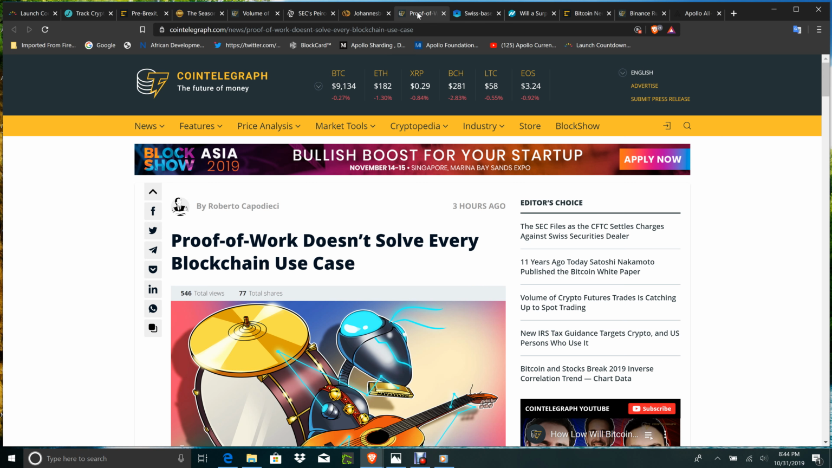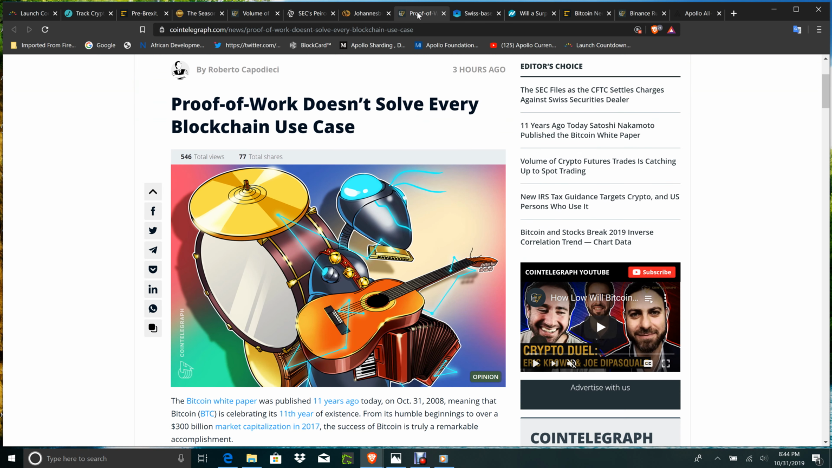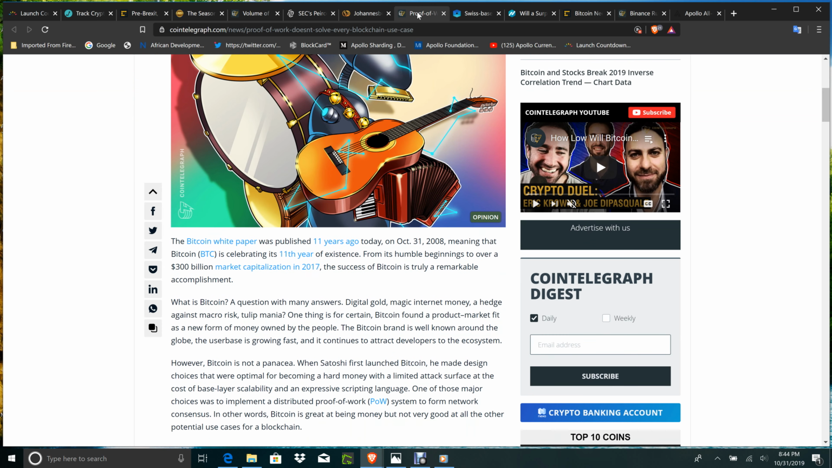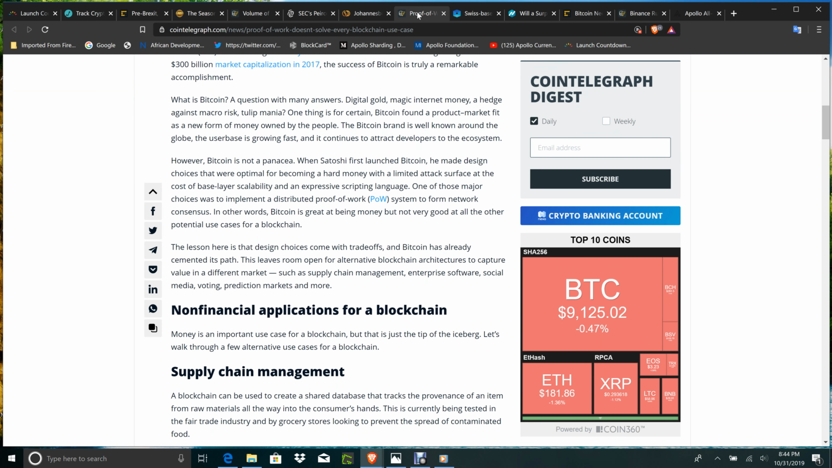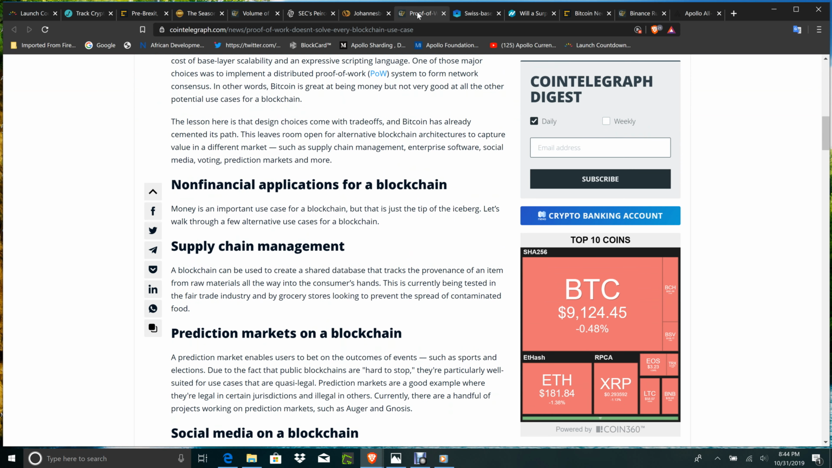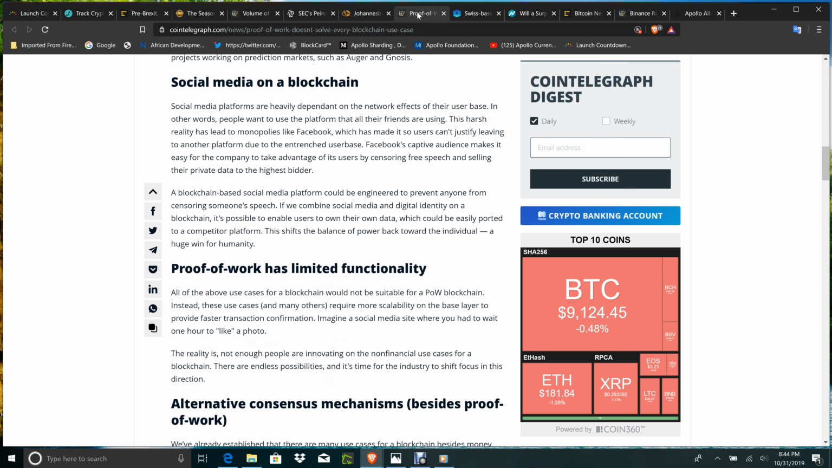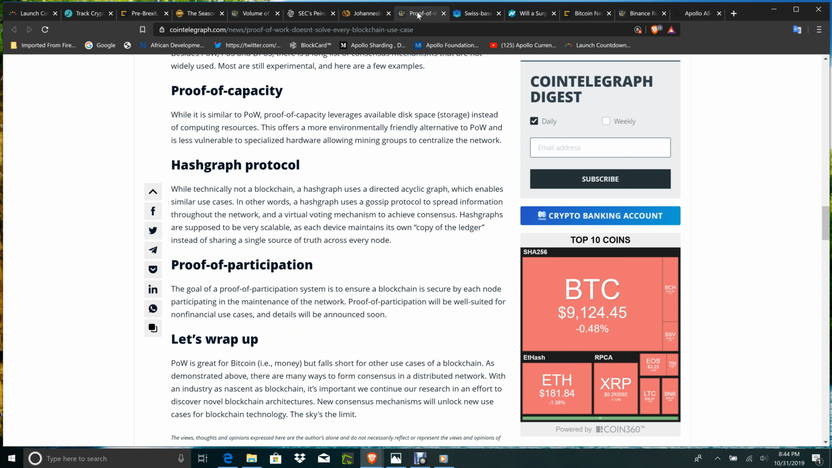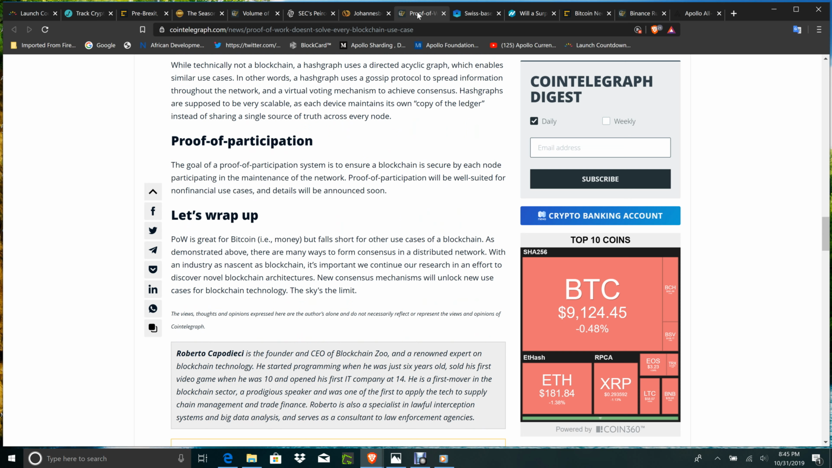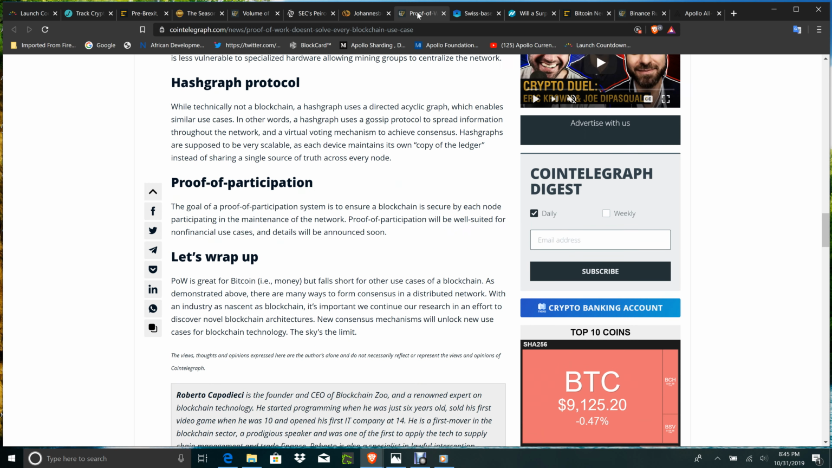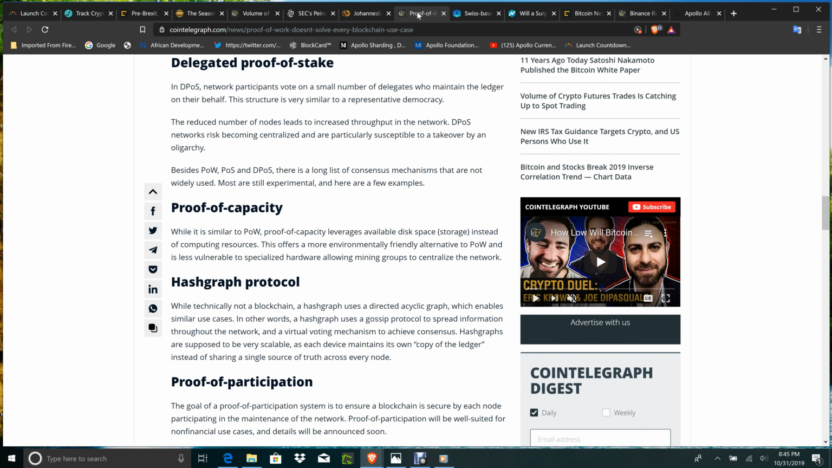Proof of work doesn't solve every blockchain use case. It doesn't. When you look at what proof of work is, Bitcoin, ETH, and you look at what proof of stake is for Apollo, so much more advanced. Then they're talking about in this article where they have limitations of each, but then they talk about going into, you know, doing some different things.